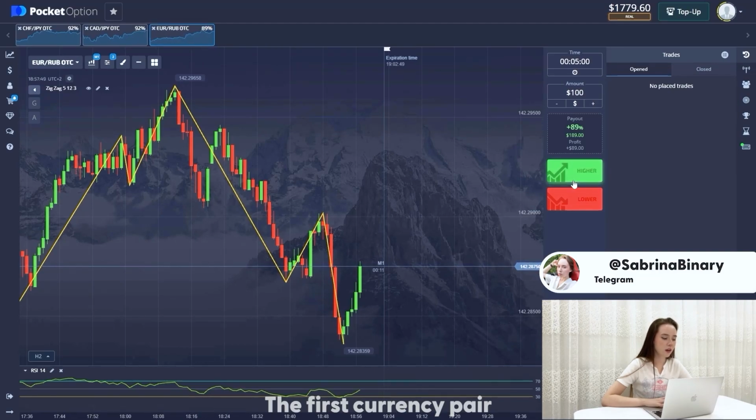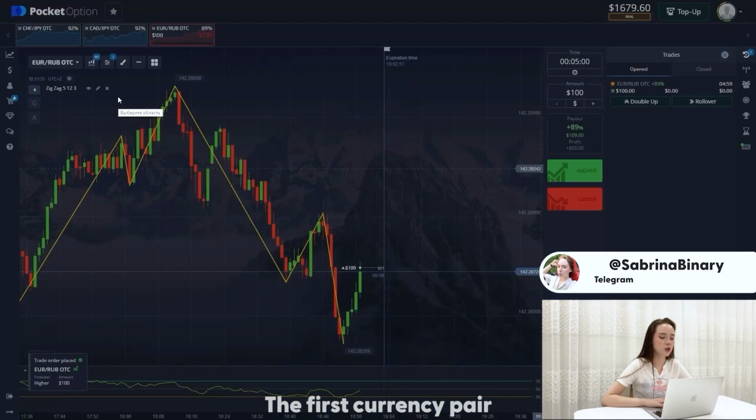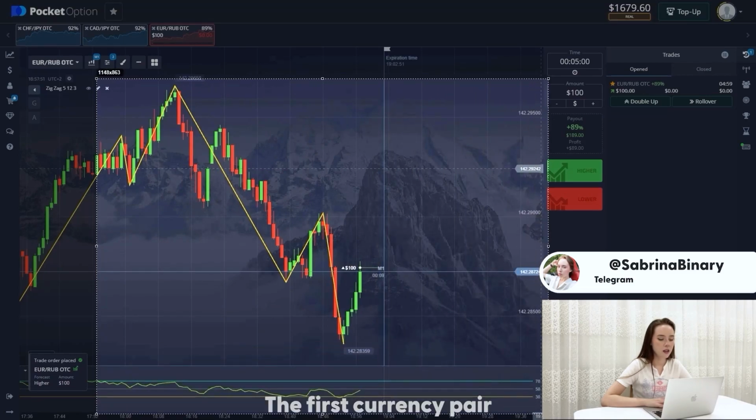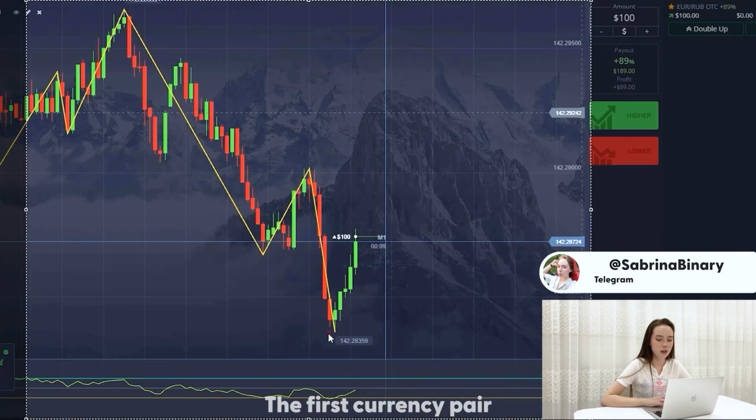A wonderful currency pair, and we immediately open a deal to increase the price. The final local minimum was formed earlier. The zigzag indicator tells us about it. According to this indicator, it will go up, as will our chart. And the second indicator, RSI, is now in the middle area directed upwards. So it too tells us about the upward movement.